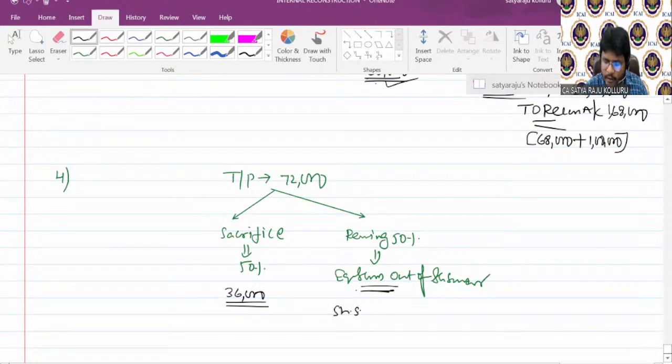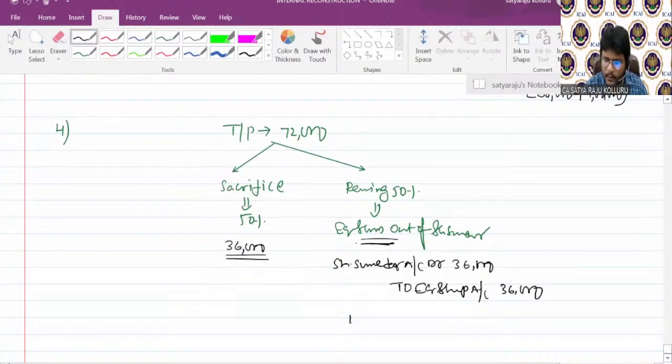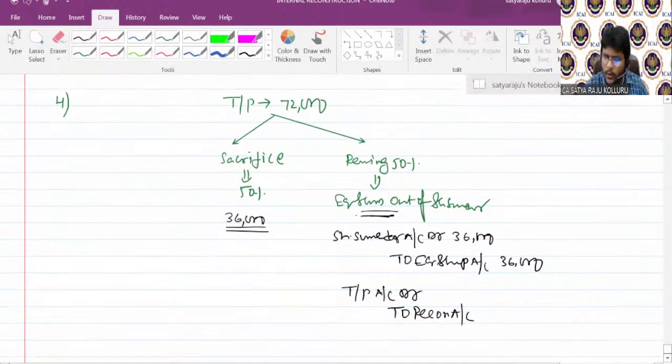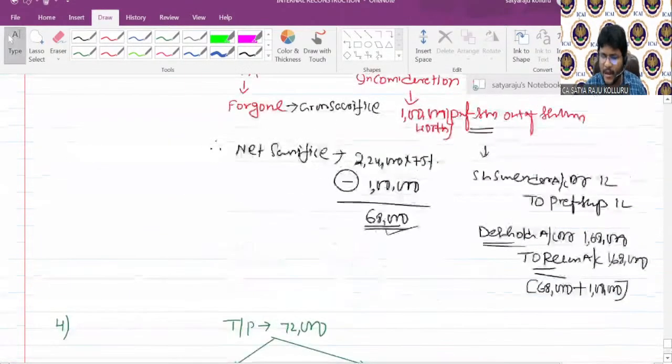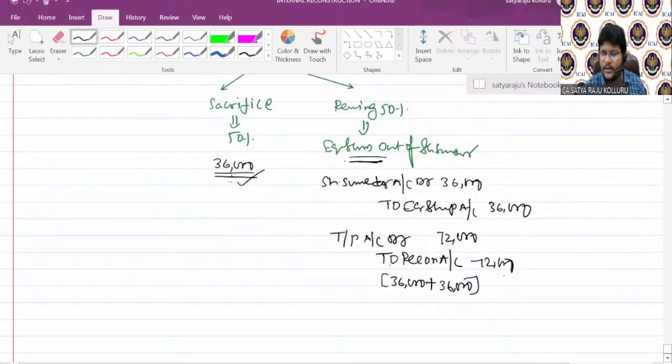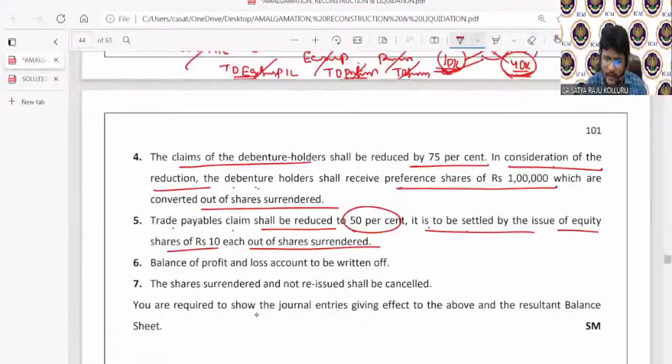Now consider, share surrender account debit 36,000 to equity share capital account 36,000. Then trade payable account debit to reconstruction account. For the real sacrifice of 36,000, you also need to transfer to reconstruction, and another 36,000 for utilization of share surrender. So total 72,000. No need to pass two entries again here. If you want to pass, you can pass trade payable to reconstruction twice, since both entries are the same. That's why I passed a single entry, trade payable account to reconstruction account, which is 72,000. Hope you understand, guys. Let me read further.